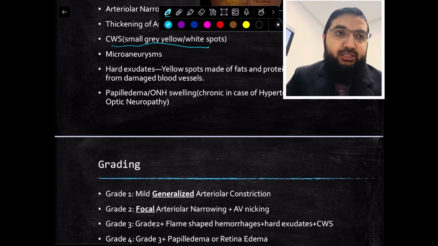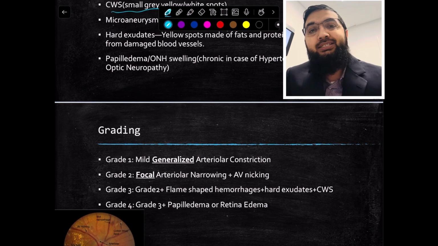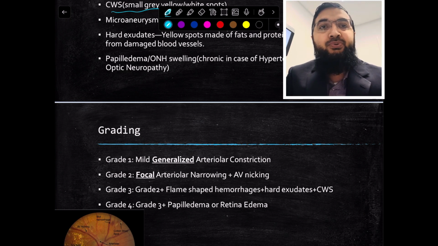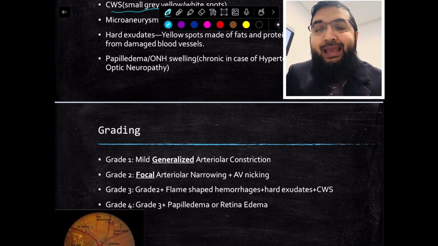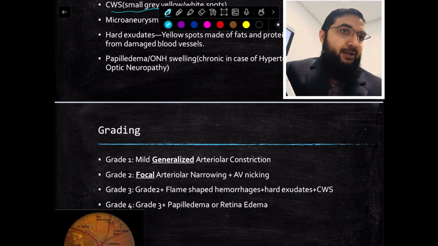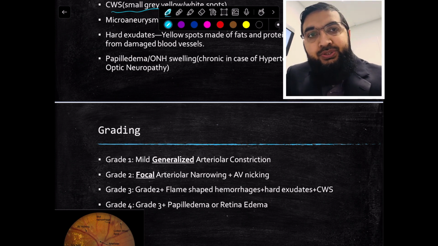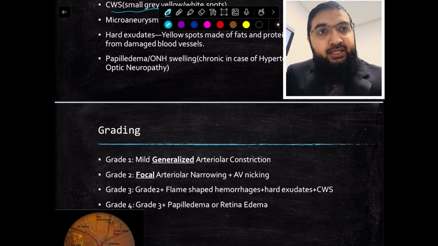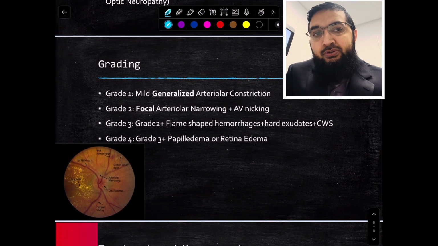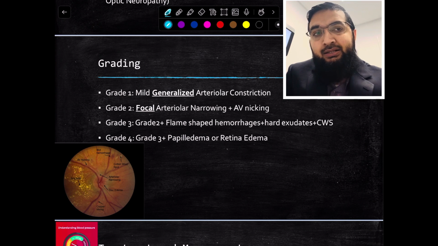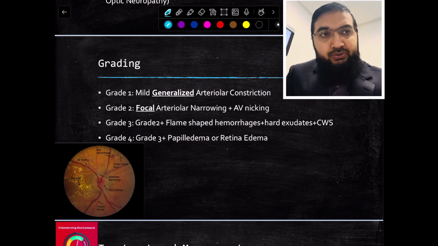Microaneurysms are also possible. Hard exudates, which are yellow spots made of fats and proteins from the leakage of damaged blood vessels. Optic nerve head swelling, I showed you in the picture previously. That also happens. We call it papilledema, and it is chronic in cases of hypertensive optic neuropathy. So be aware of those. Be aware of your staging and grading, where you are at. It's very important to know those things.